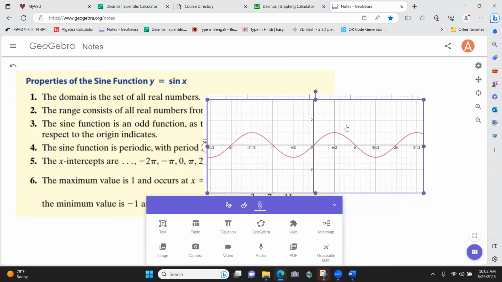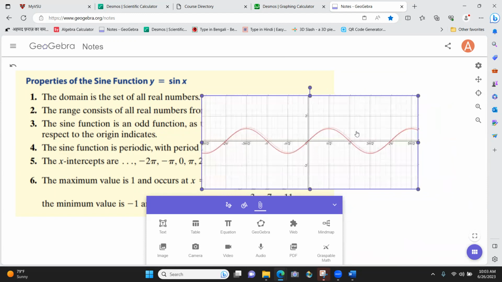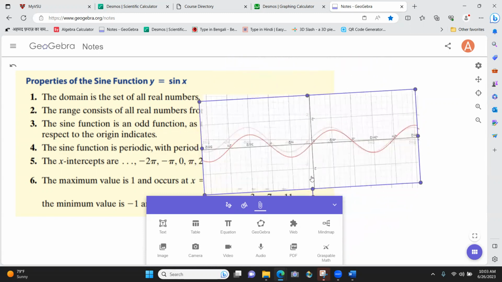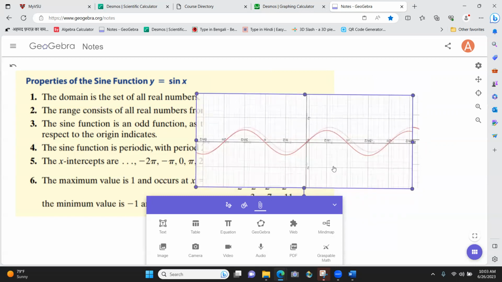I have two copies of this, okay? One is a little lighter. The one on top is a little lighter. They're identical, right? If I pin it at the origin and move it 180, it matches itself. That kind of function is considered an odd function.